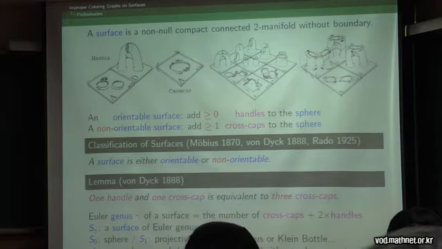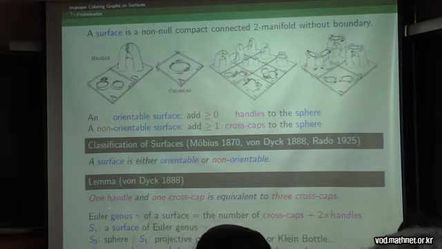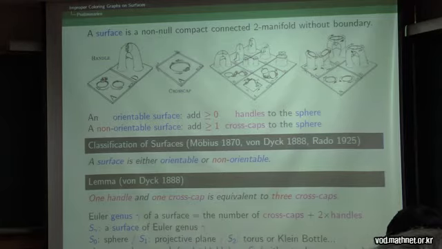Right. So usually, I'll let gamma denote the Euler genus, and I'll let S of gamma be a surface of Euler genus gamma. Okay. So one thing to note is that if you give me some number gamma, there are going to be many, many surfaces of that Euler genus, but there are going to be only 2 types. They're going to be orientable or non-orientable.